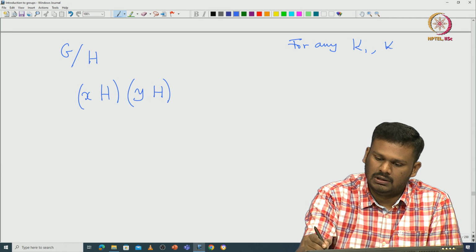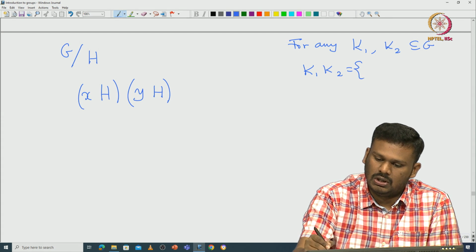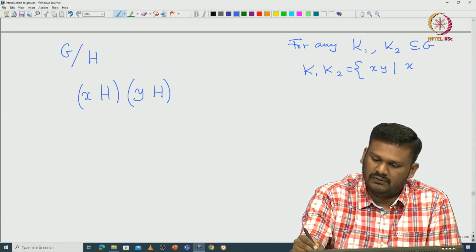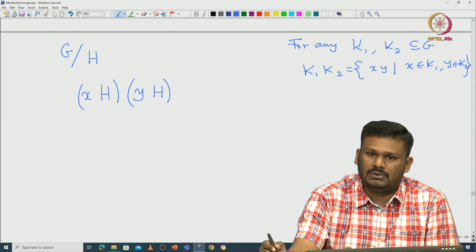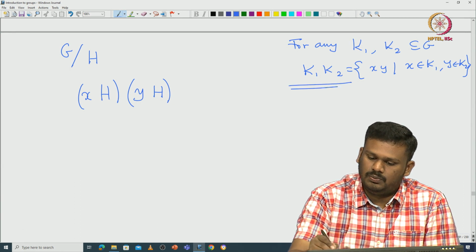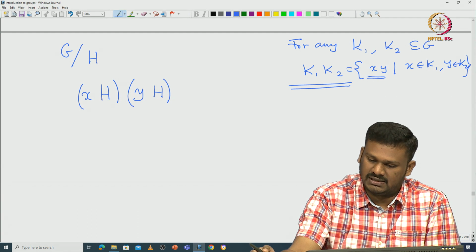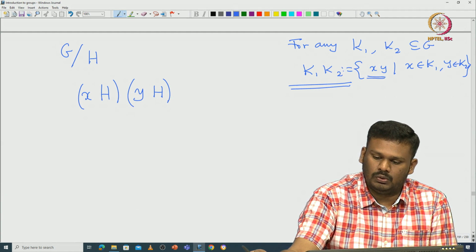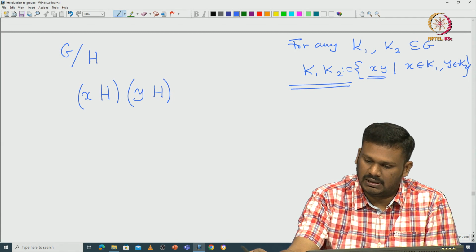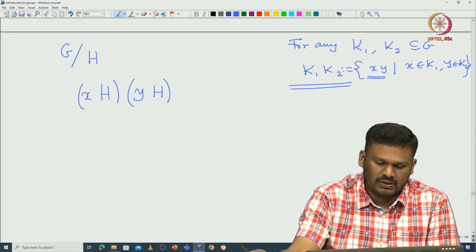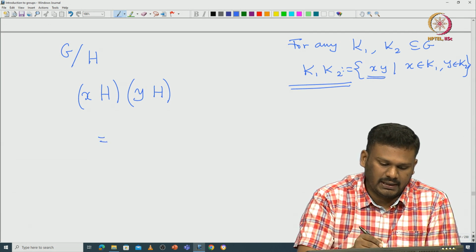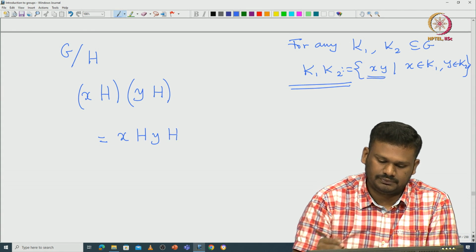subsets K1, K2 of G, I can define K1 times K2. What is it? It is the set of products xy where x comes from K1 and y from K2. That is not an issue, because the product of these elements makes sense. So, I can define K1K2 to be the set of products xy in that order, x in K1 and y in K2. If I do that, then xH times yH will be exactly equal to xHyH.